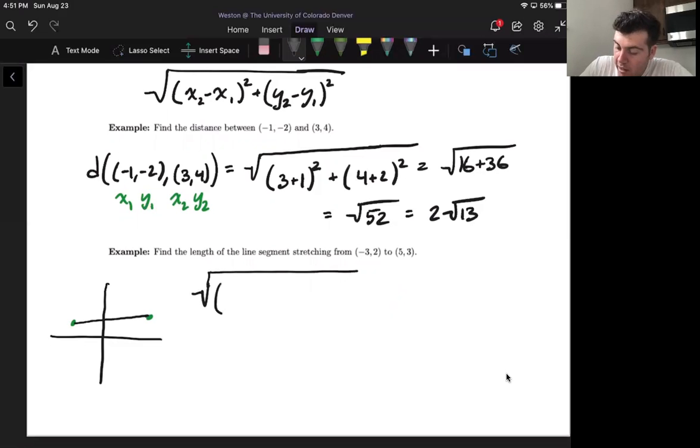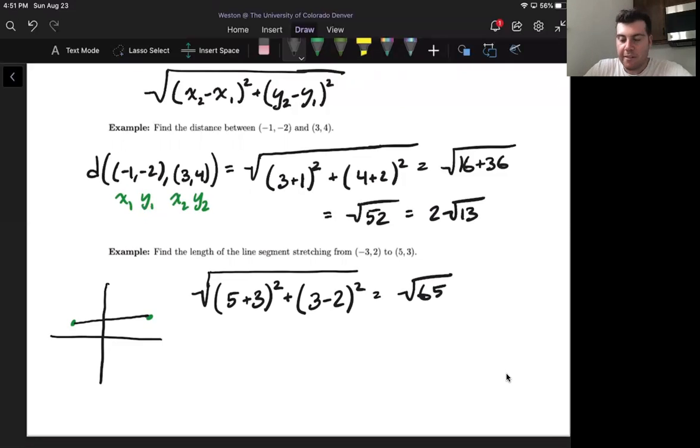Start with the square root of x2, which is 5 in this case, minus x1, which is -3, squared. And then y2, which is 3, minus 2, squared. So that'll give us the square root of 65. And I think that's as simple as you can make it for right now. And that is a little bit bigger than 8, since 8 squared is 64.